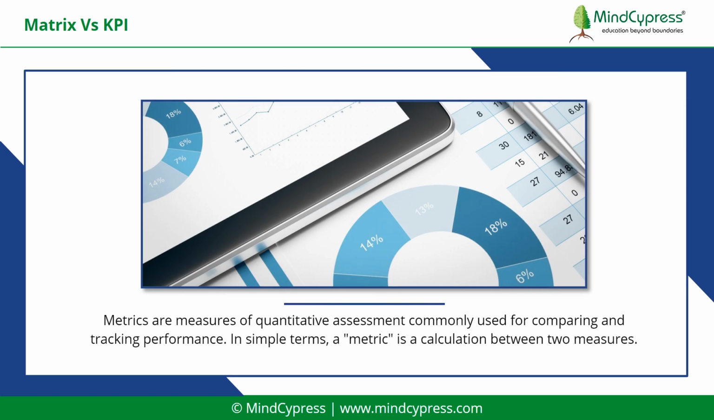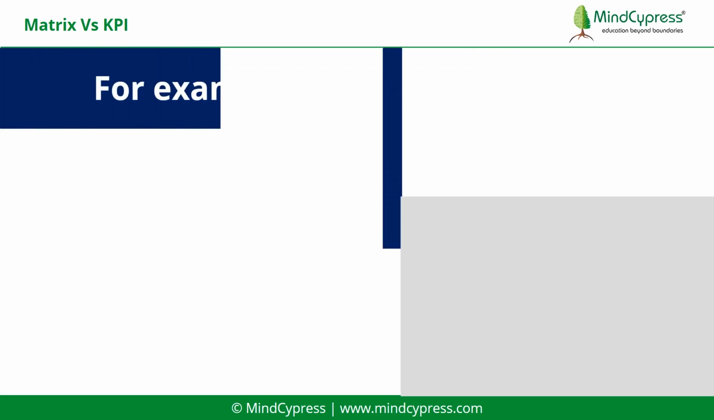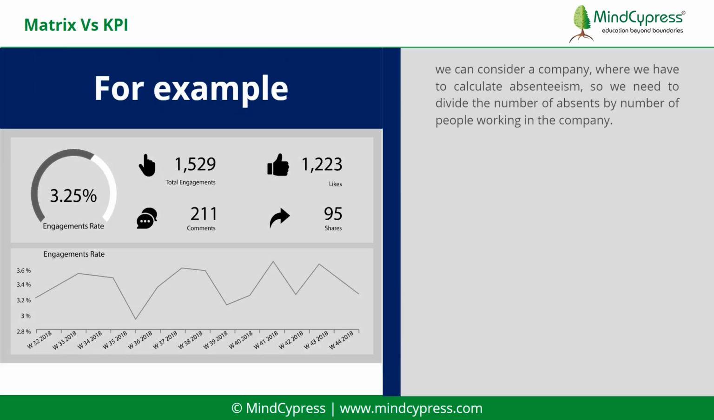Metrics are measures of quantitative assessment commonly used for comparing and tracking performance. In simple terms, a metric is a calculation between two measures. For example, absenteeism, revenue per employee, etc. For example, we can consider a company where we have to calculate absenteeism, so we need to divide the number of absents by the number of people working in the company.